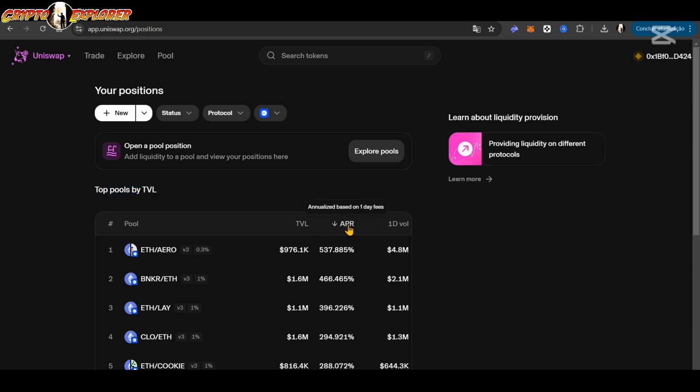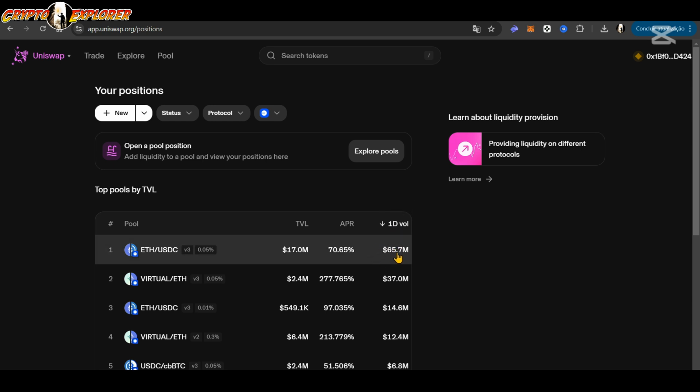We could sort this by APR, also by one-day volume, and volume is the main thing that's going to determine how profitable a pool is. Volume to TVL ratio. This is the key, guys. The higher the volume, the better. And the higher the ratio of volume to TVL, the better even.